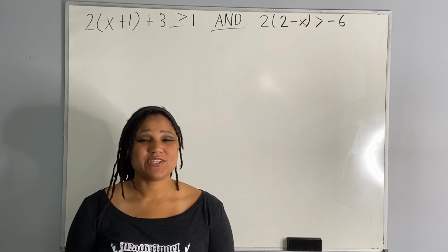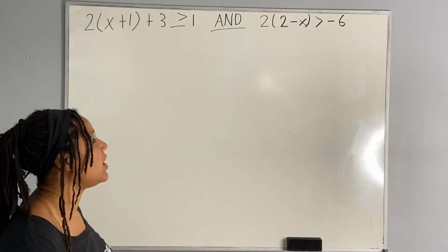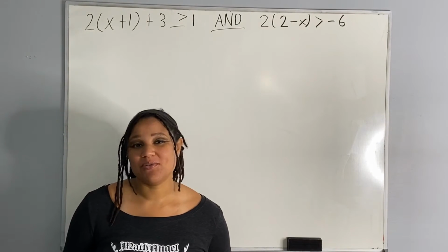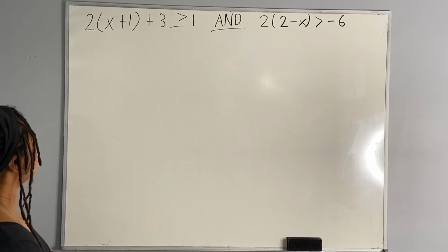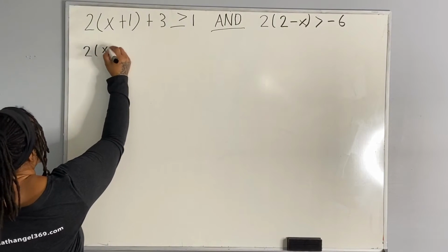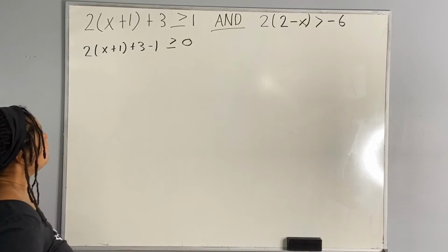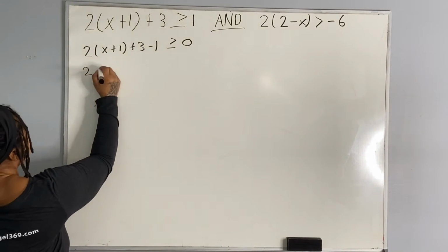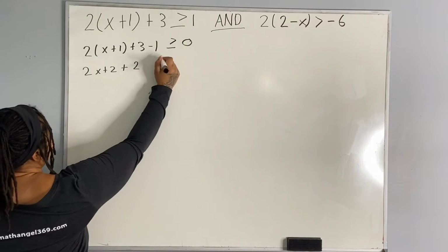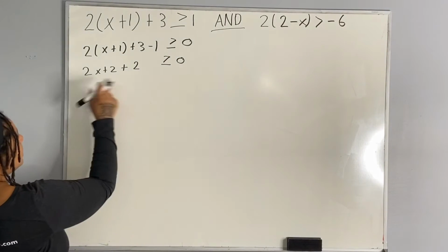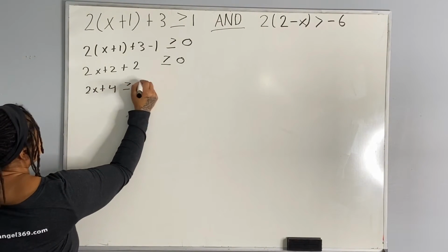Now let's look at how to solve compound AND inequalities. Again, we have two inequalities and we want to solve them both and take the interval that they have in common. So looking at our first one, we have 2 times (x plus 1) plus 3 minus 1 is greater than or equal to 0. Now I'm just going to go ahead and distribute the 2, so we get 2x plus 2 plus 3 minus 1, which is just 2, and then we get greater than or equal to 0. So now I'm just going to add like terms. So we get 2x plus 4 is greater than or equal to 0.